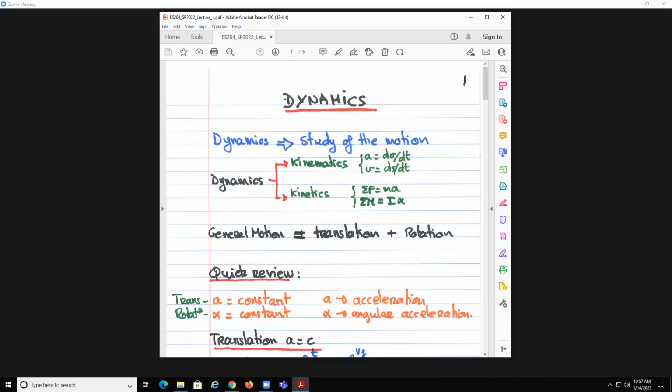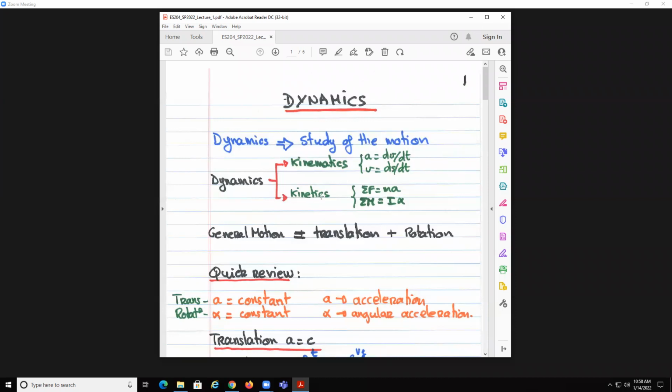So dynamics, we gave a basic definition for dynamics to be the study of motion. There are two different ways to study dynamics. The motion of an object, either just by kinematics, meaning that we just use the equations a equals dv/dt or v equals ds/dt, okay, where a is the acceleration, v the velocity, t is the time, and s is the position.